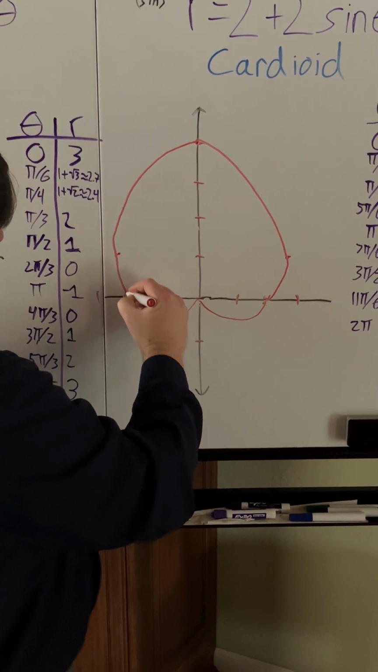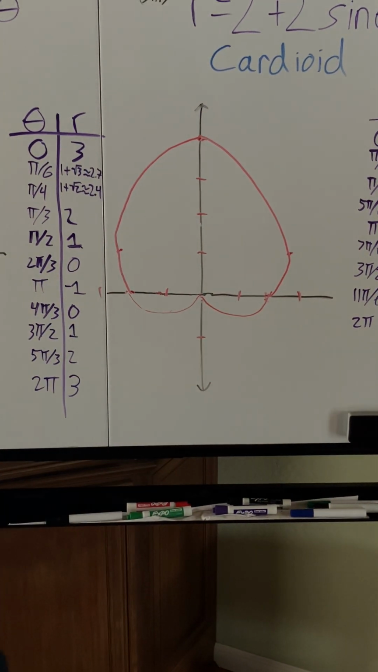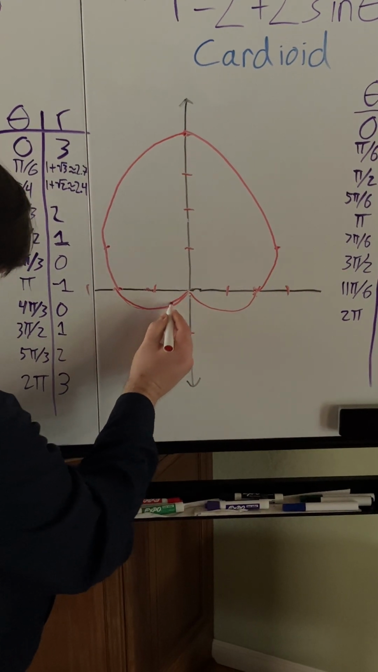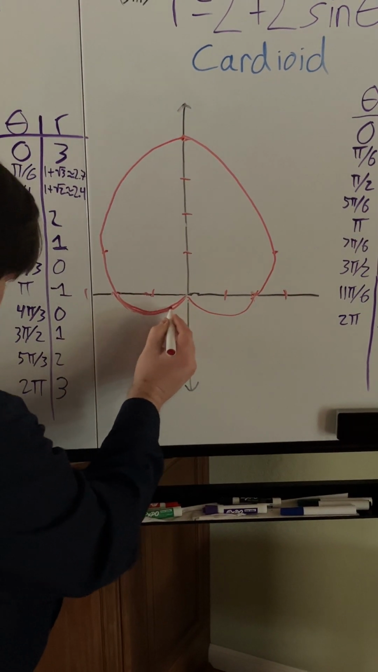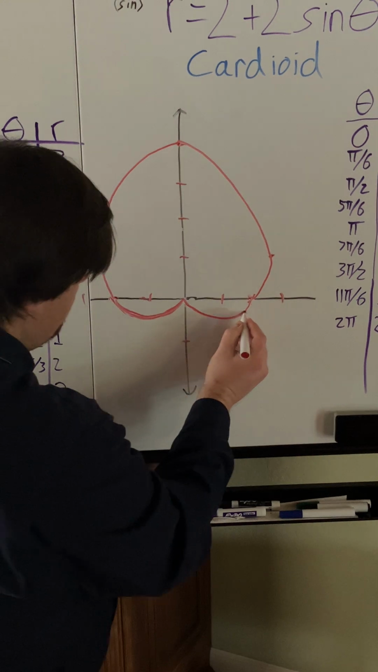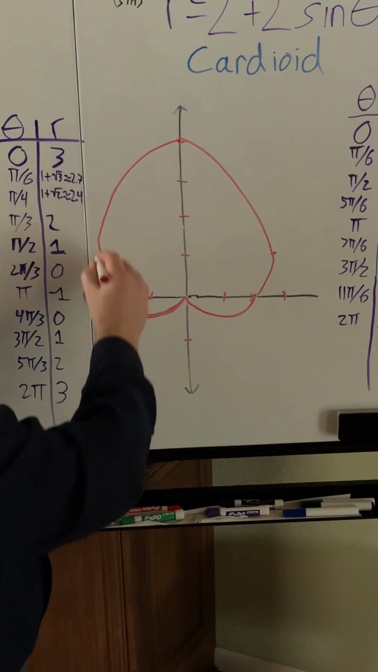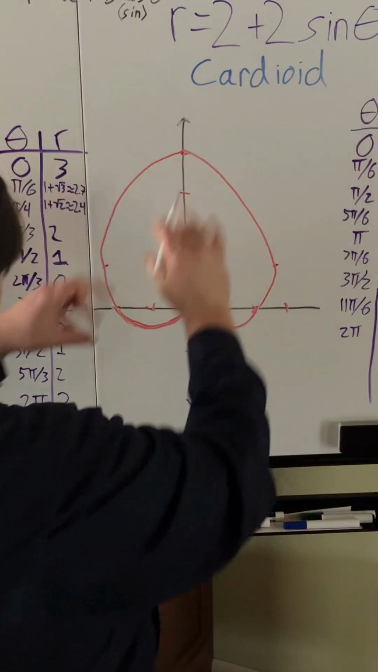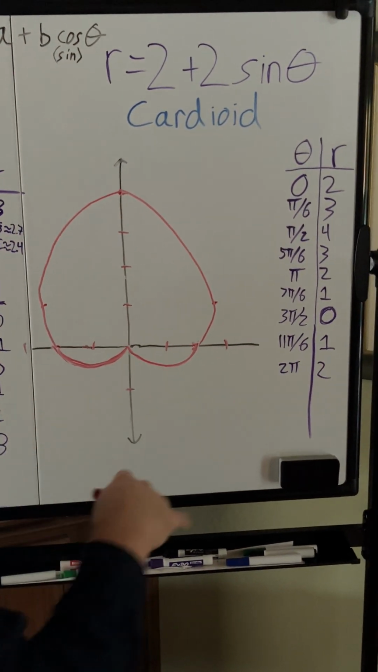Something sort of like this. That's why it's called a cardioid. It forms, you can see, kind of an upside down heart shape. Boom, boom. All right. So that's our cardioid, and we'll look at a couple others that'll still be limaçons.